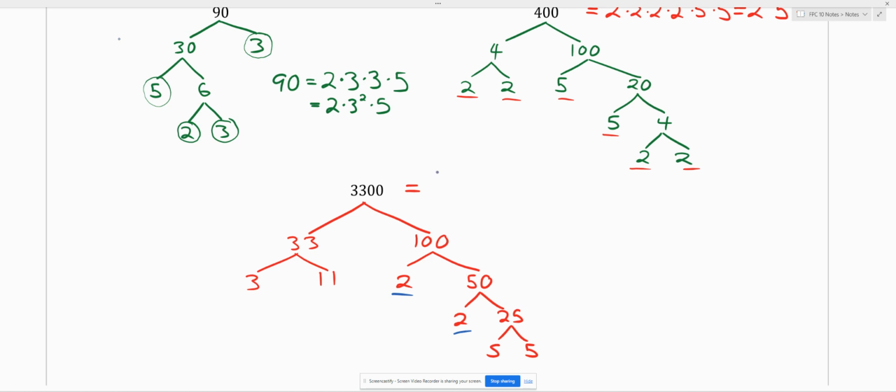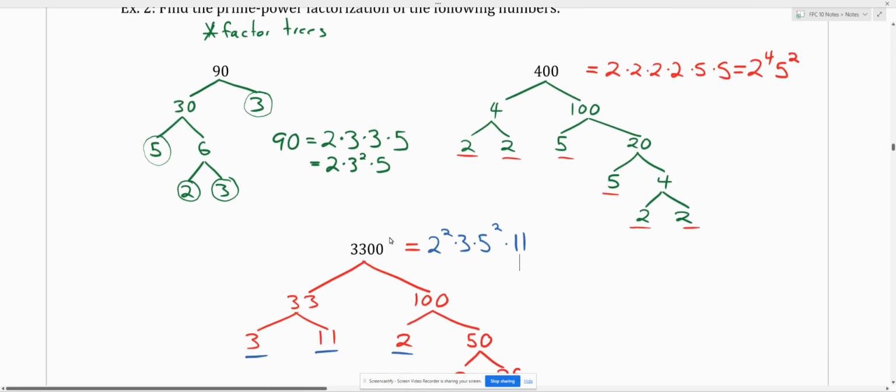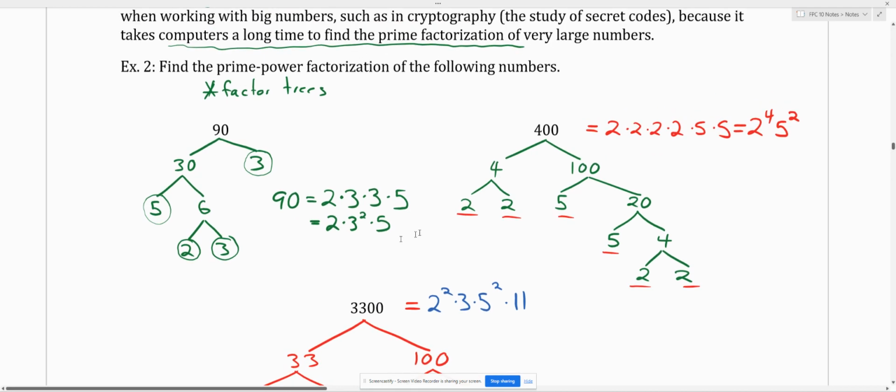So let's write it out again, but I'm going to combine all my consecutive primes. So 2 and 2 is going to give me 2 squared. I have 1 3, so that's times 3. I have 2 5s here, so that's times 5 squared. Let's put a little dot there. And finally, I have an 11. And there's the prime factorization for 3,300. What we can start to see is you could probably notice that if I had really huge, like 100-digit numbers, it would be really hard to find prime factors of that. We'd need a computer. And that's exactly how encryption works. Again, I'll talk more about that in class.